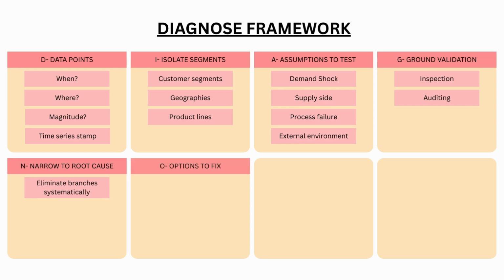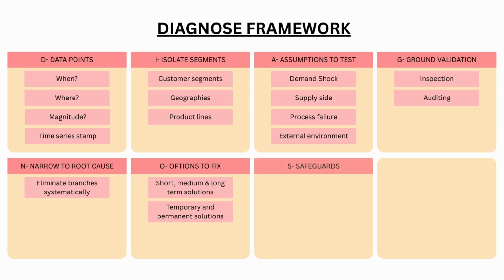Next is options to fix. Now we design solutions, short term, medium term, long term solutions to fix the problem. We look at some temporary and some permanent solutions also. Next is safeguards. Now we ask, how do we make sure this problem never happens again? For example, alerts, automation, monitoring dashboards, predictive forecasting, etc.